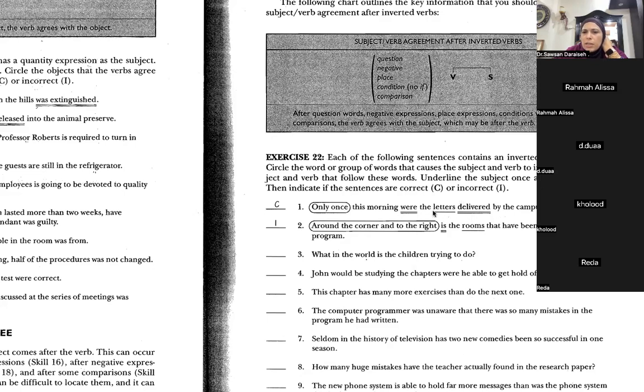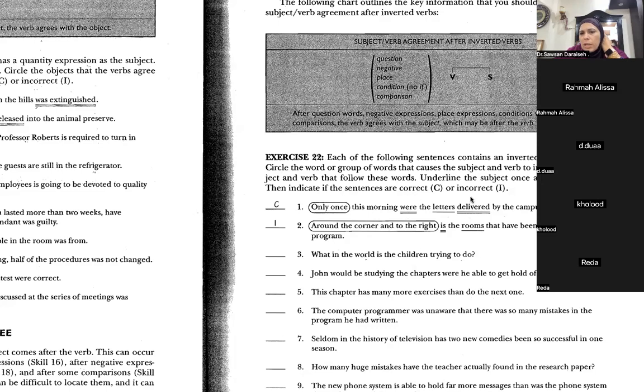And of course, the letters were delivered. Were the letters delivered means the letters were delivered because it's passive. And it's clear. It's even clear who delivers the letters: the campus mail service. Now, about the second sentence, let's quickly take a look at it. Around the corner and to the right, just like the previous example that we discussed, nothing is wrong with this. This is fine.